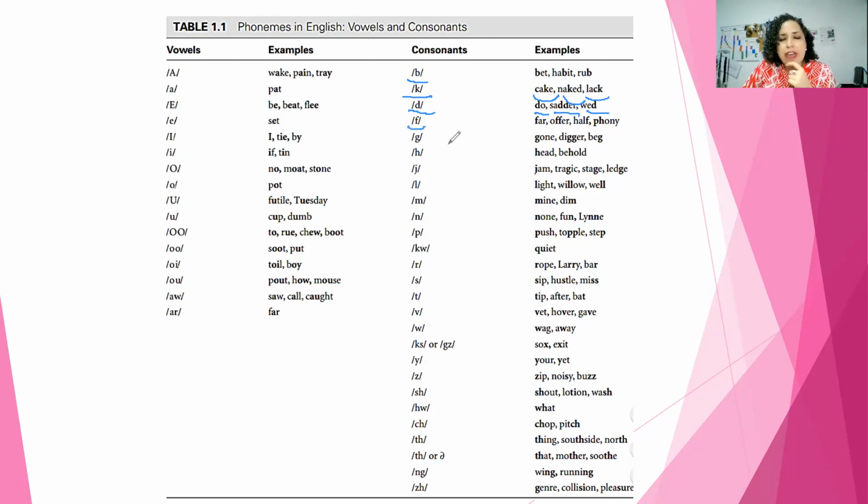The sound of F is not F, it's V. Far, upper, half, phony.